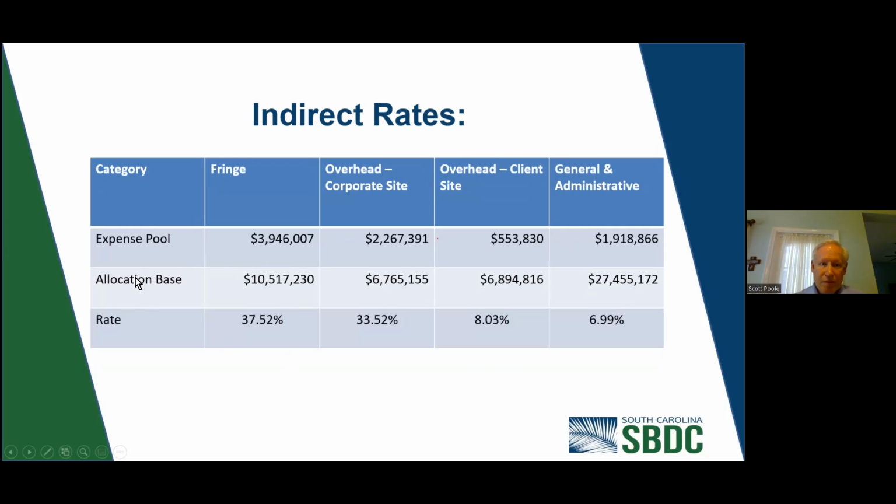Now here are some examples. I had one expense pool. The fringe was $3,946,007. The allocation base for this one was $10,517,230. So that gave a fringe rate of 37.52%. Same thing looking at the overhead for the corporate side and client side here, and G&A. That gave us the rates of 37.52, 33.52, 8.03, and 6.99 respectively.